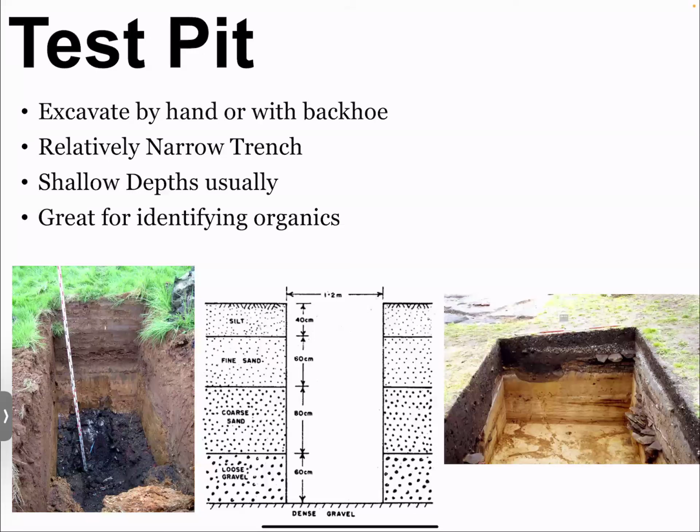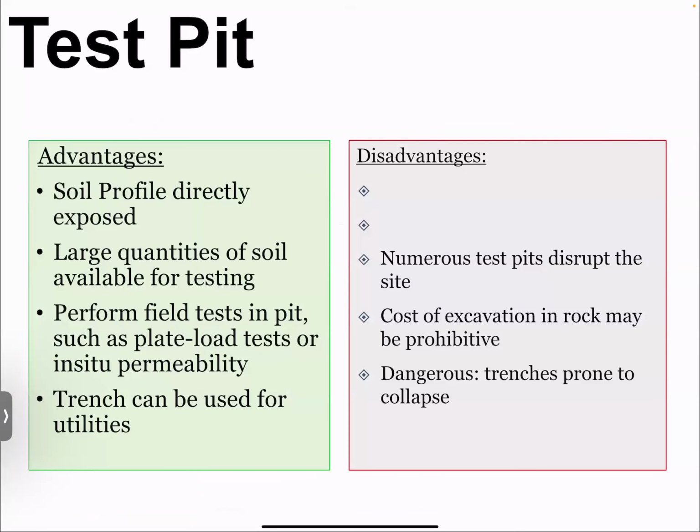So what they did was they would just go out with the excavator and do a scoop. It's like, nope, it's not here. Do another 100 feet, scoop, nope, not here. And then be able to delineate and find where some of these organics or some of these tree-filled ditches are. So really fast and really helpful for that. And again, you get the soil profile directly exposed. And also, if you plan it out right, the trench can be used for utilities.